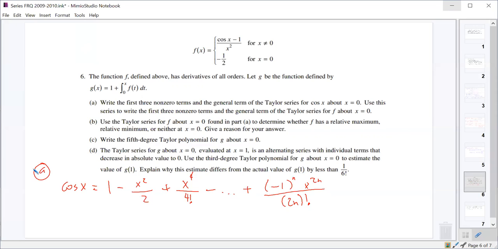All right, so the first part of part A should have been exceptionally easy. That was worth 1 point. The second part of it asked you to write out the first three non-zero terms and the general term for f about x equals 0. And so how should that start off? What should f of x look like?